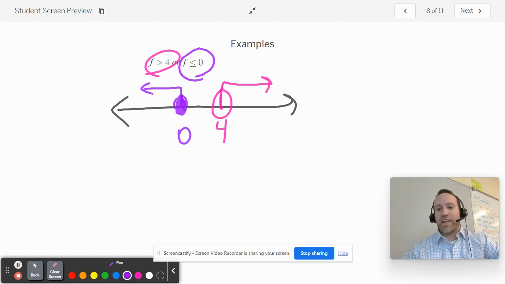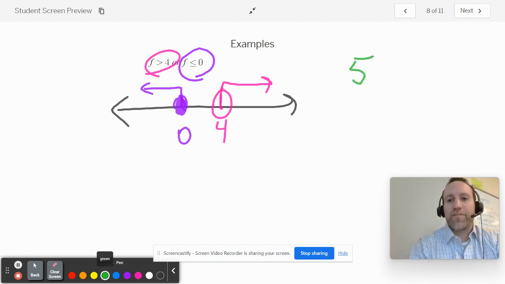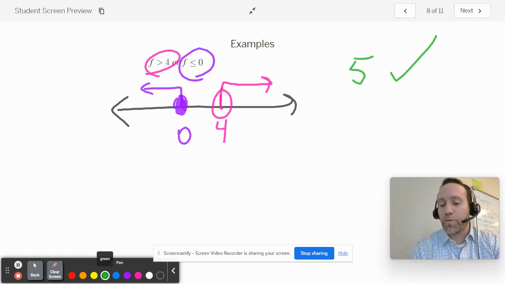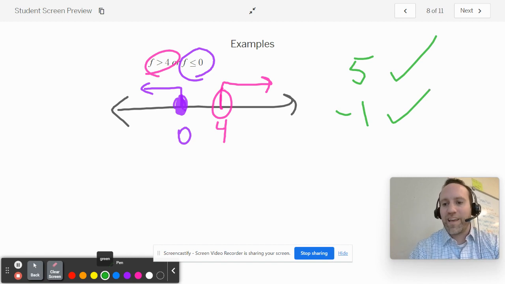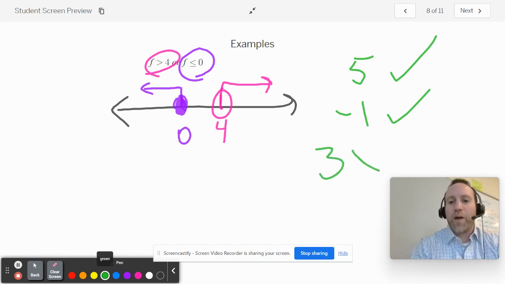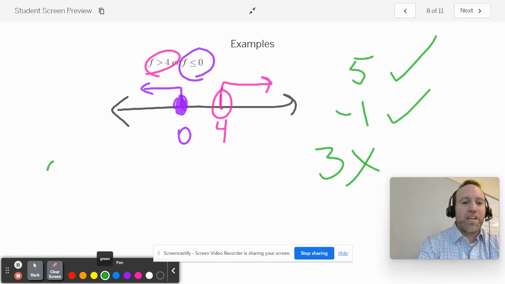Any number that is shaded, any number that is in one of those two categories works as an answer. So a number like 5, that works. As long as it works for one of them, it is considered to be true. A number like -1 would work because it's less than 0. A number like 3 would not work because it doesn't work for either of those statements. So when we're talking about an or statement, we're looking at anything at all that is shaded.